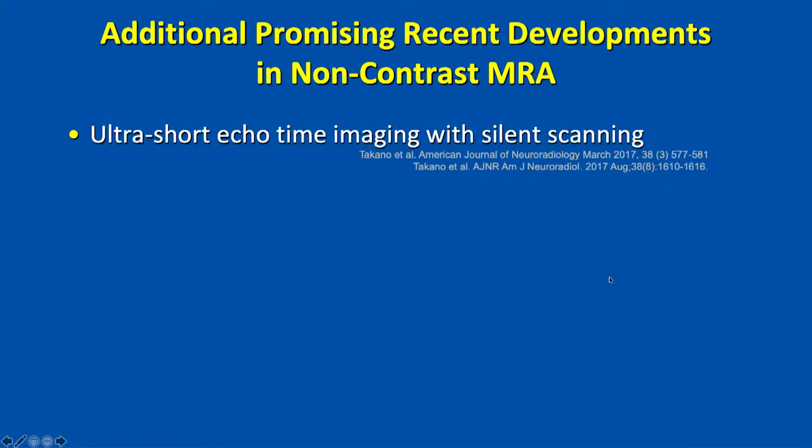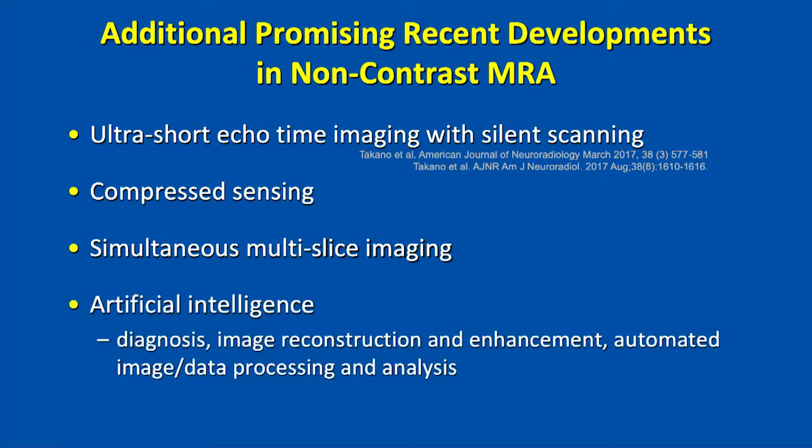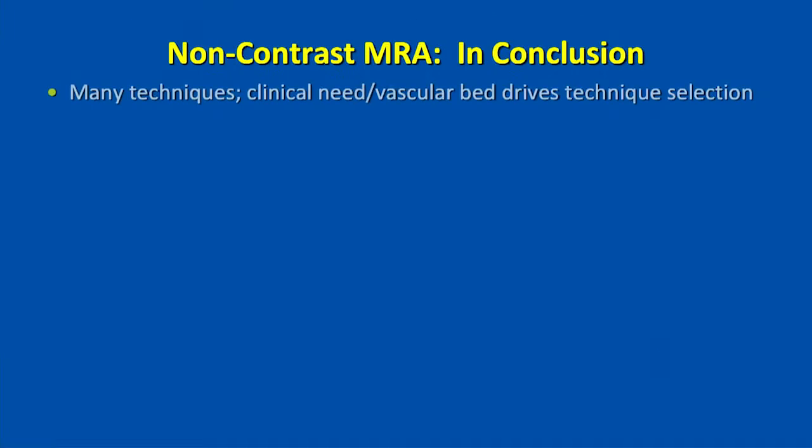So some additional promising developments. There's been some work using ultra-short echo times to reduce artifacts in the brain for MRA near stents, as well as other metallic implants, whether it be coils. There's also potential for incorporating acceleration strategies into our imaging techniques, and we'll likely see more of that in non-contrast MRA and hear more about that throughout the day. Also, there's great opportunity to leverage artificial intelligence, whether it be through diagnosis, image reconstruction and enhancement, and or automated image and data processing and analysis.